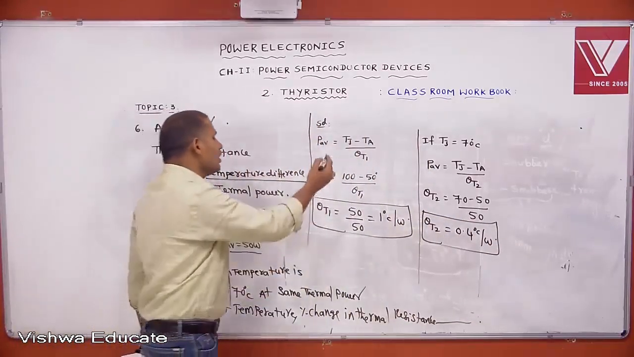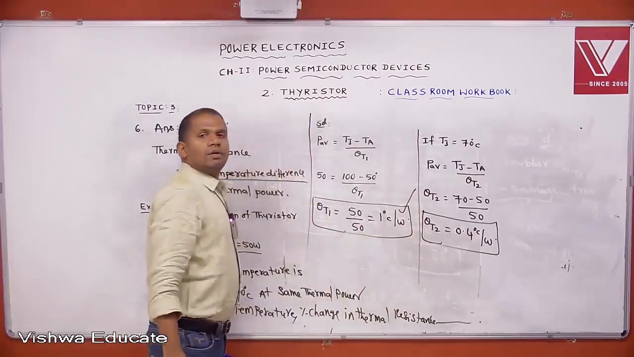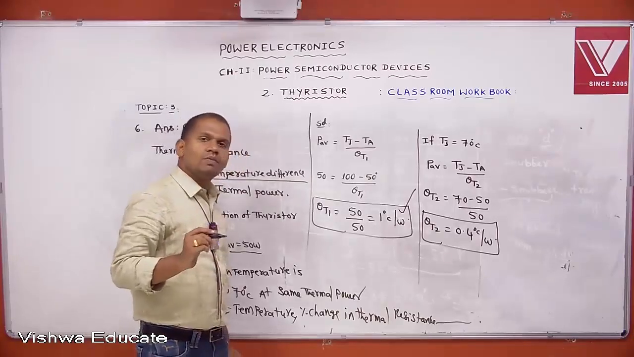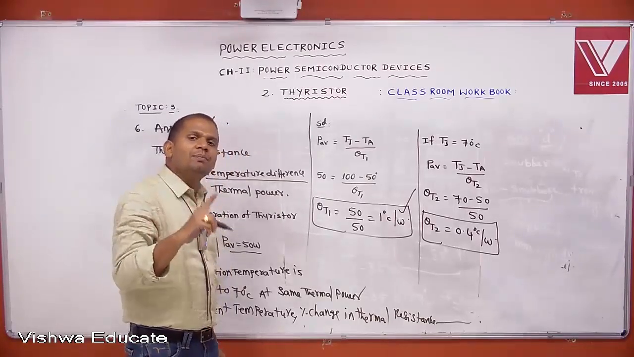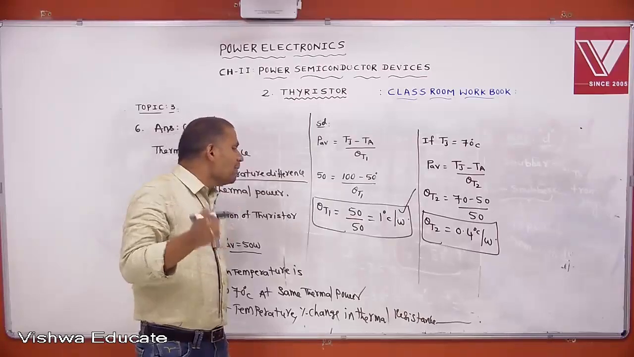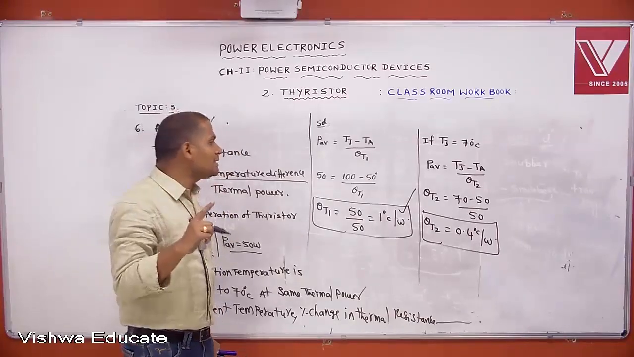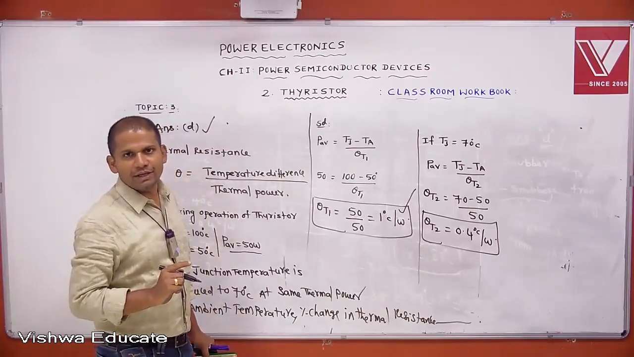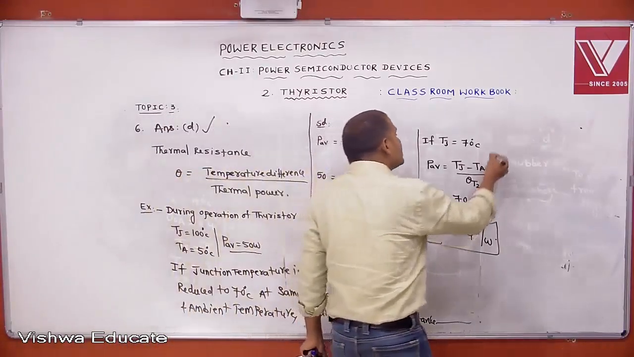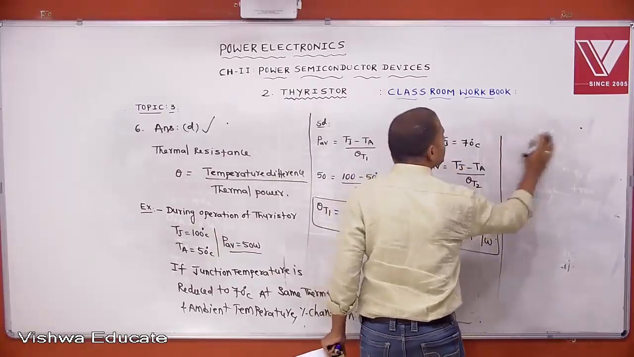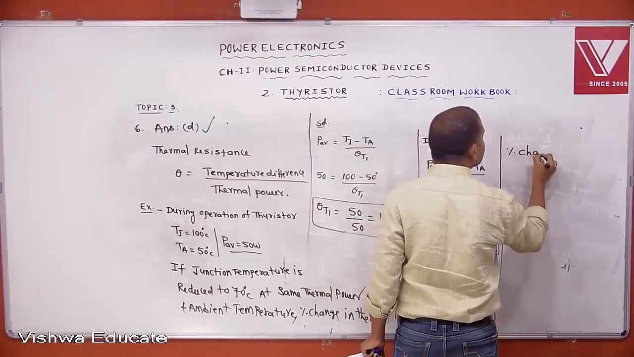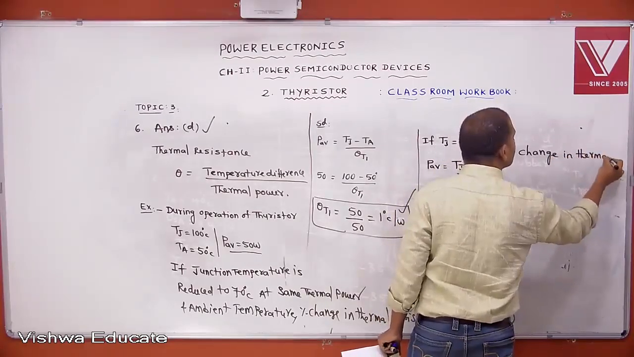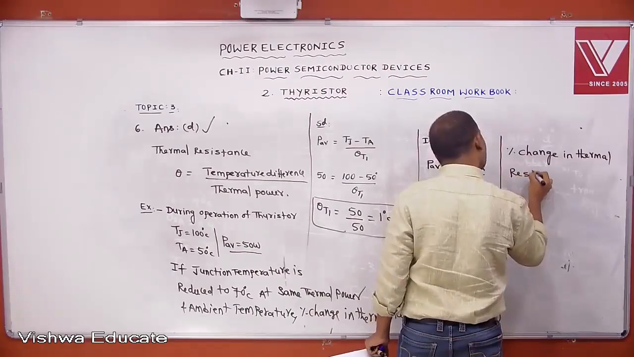In the initial case, the thermal resistance is 1 degree centigrade per watt. If the junction temperature is changed to maintain the same thermal power, then the thermal resistance will change. The thermal resistance we are getting here is 0.4 degree centigrade per watt. Now tell me, percentage change in thermal resistance equals dash. How much?